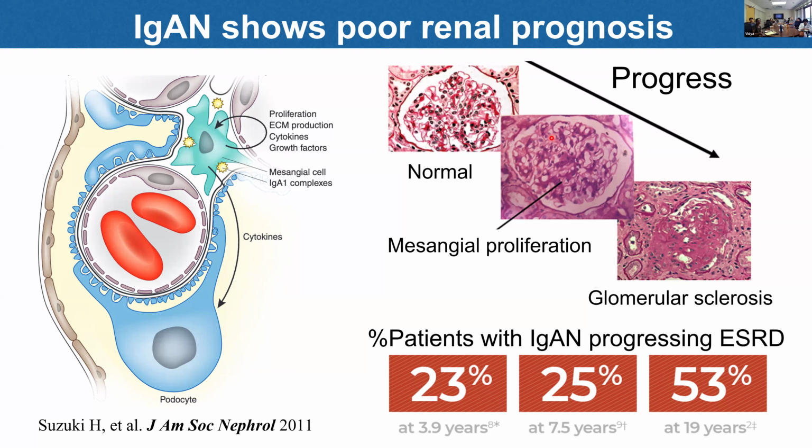functions. So as I mentioned, IgAN is known as a disease showing poor renal prognosis. The data show that 23% of IgAN patients become ESRD at 3.9 years, and 53% become ESRD at 19 years. So therefore, I'd like to emphasize that early detection of IgAN is important to prevent kidney failure.